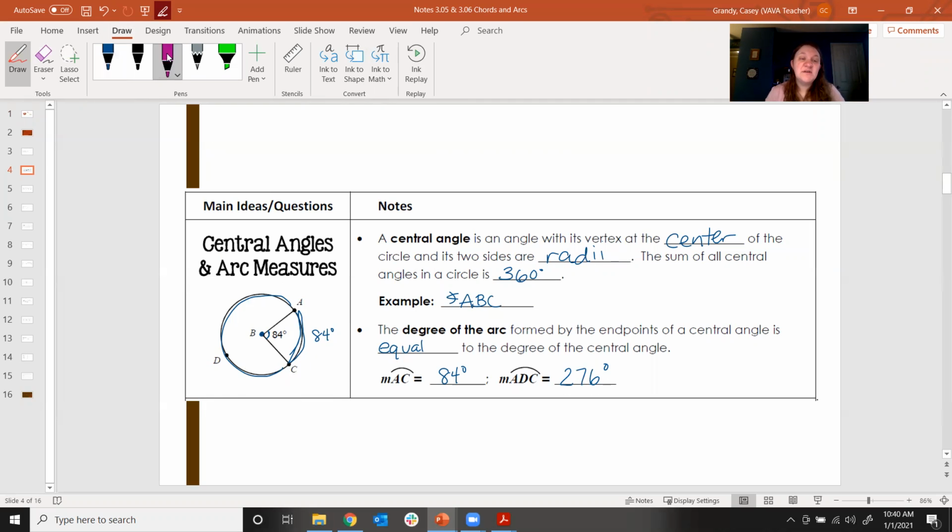Okay, hopefully you've watched the vocabulary video, or at least looked at the vocabulary words. Please remember that this little m means measure. We learned that in Unit 1. And this arc symbol means arc. So I'm talking about the measure of arc AC. Remember that we name a minor arc with 2 letters. A minor arc has a measure less than 180. And we name a major arc with 3 letters. And a major arc has a measure greater than 180.